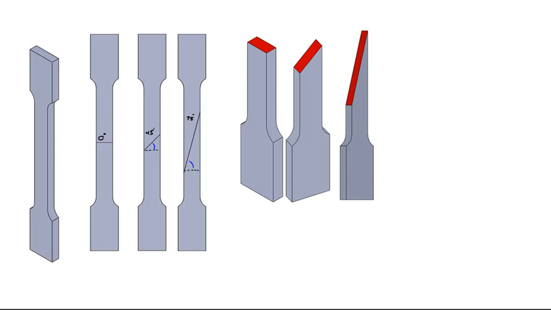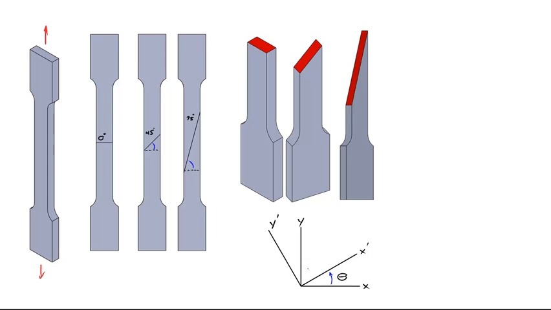In a prior screencast, we discussed the stresses that developed in a tensile sample that was clamped in a machine and pulled apart. And we considered the forces acting on a hypothetical face if we cut the sample in two at various angles. So if you look straight on, we cut it at 0, at 45 degrees, and 75 degrees and so on.